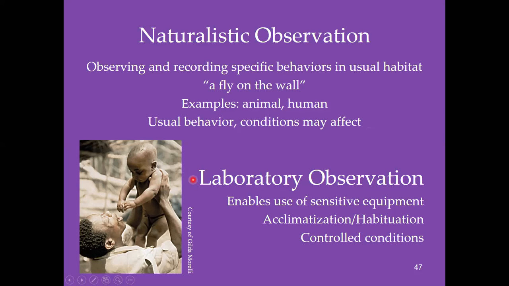Now, I've also included laboratory observation. Doesn't mention it in the textbook, but this is where we make observations in a sort of an artificial situation. Okay, so maybe we want to make observations that require the use of sensitive equipment. Maybe we want to measure someone's brain waves, blood pressure, heartbeat, and so on while they're sleeping to try to understand the various phases of sleep. Now, we don't want to change their behavior. We want it to be their natural behavior.